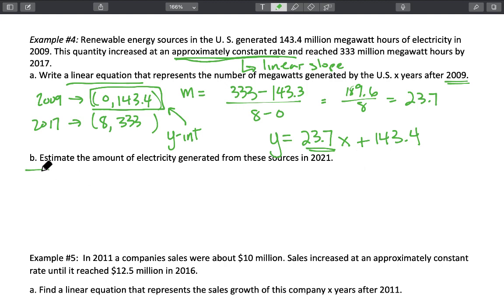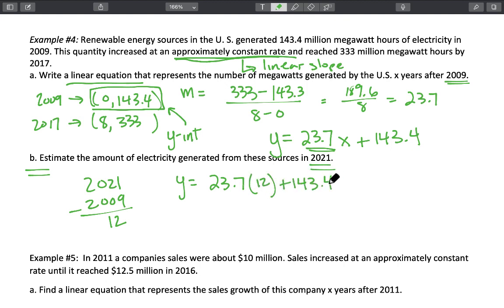All right, in part B, we're going to estimate the amount of electricity generated from these sources in 2021. So what we need to figure out is what x value we need to put into our equation. And remember, 2009 was our x value of 0. So we're going to subtract 2021 minus 2009, and that's going to give us a value of 12. So we want to evaluate our equation above for an x value of 12.